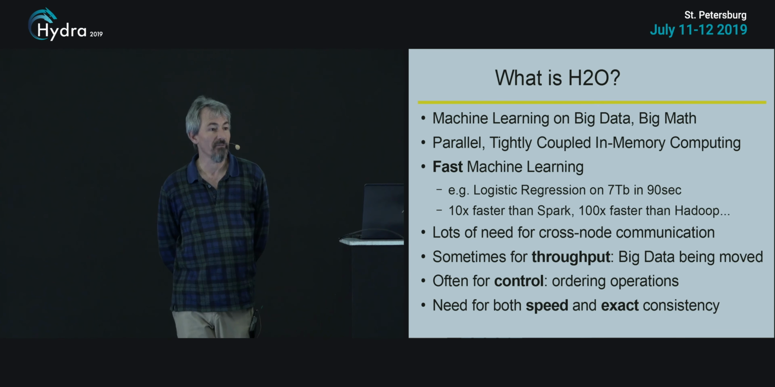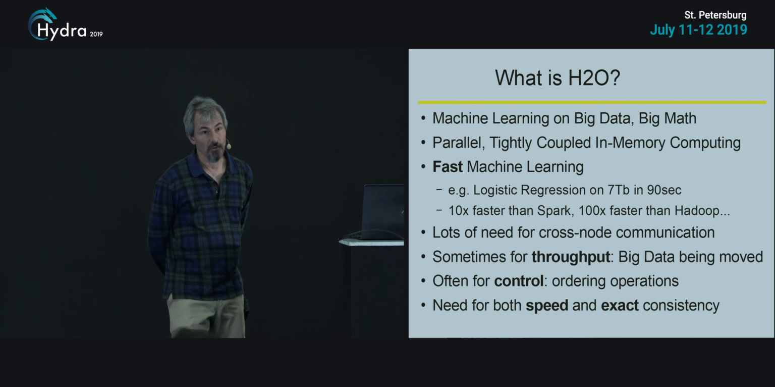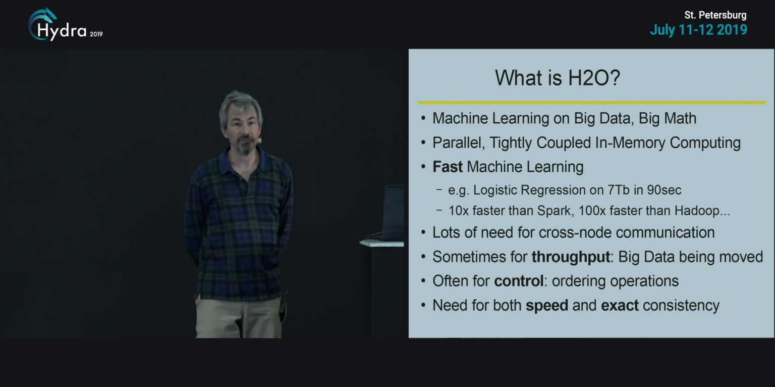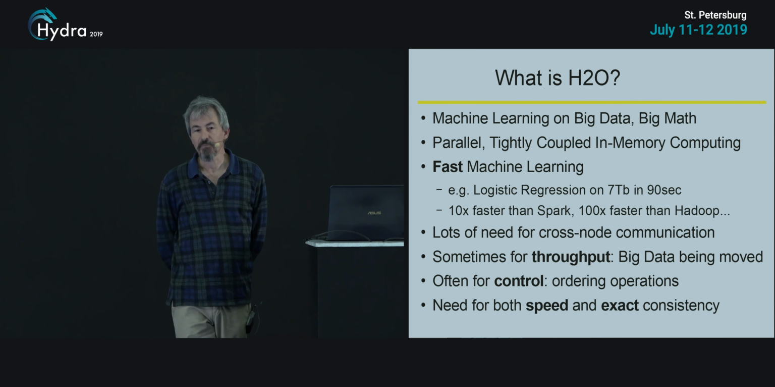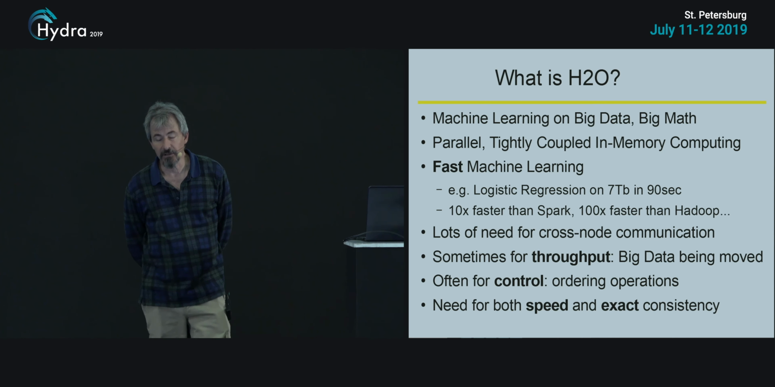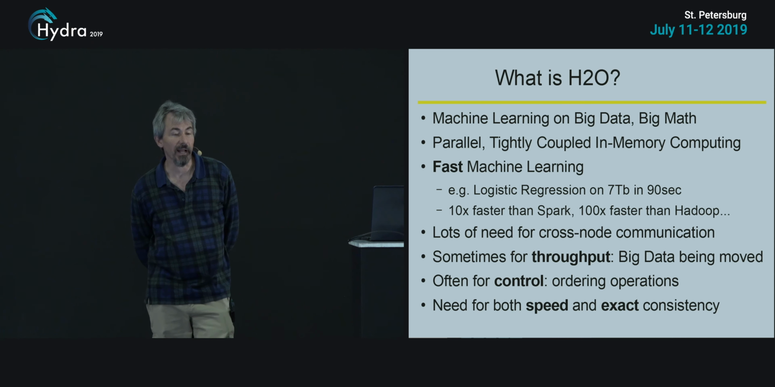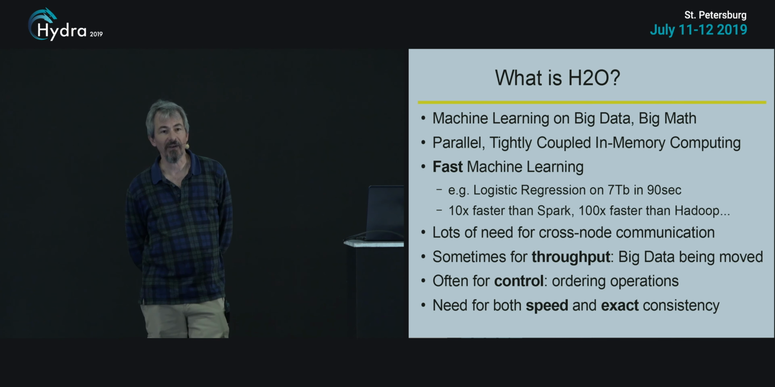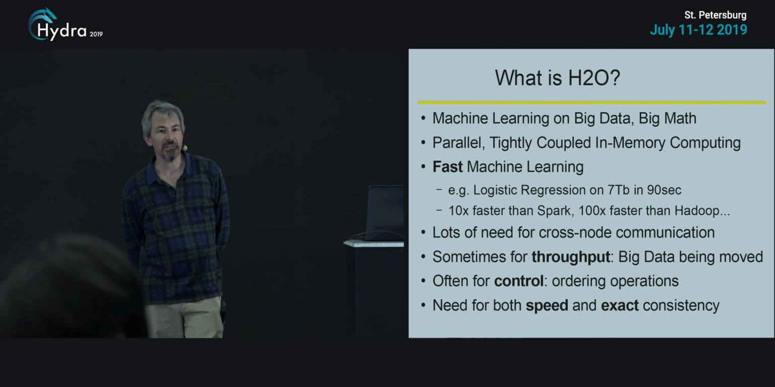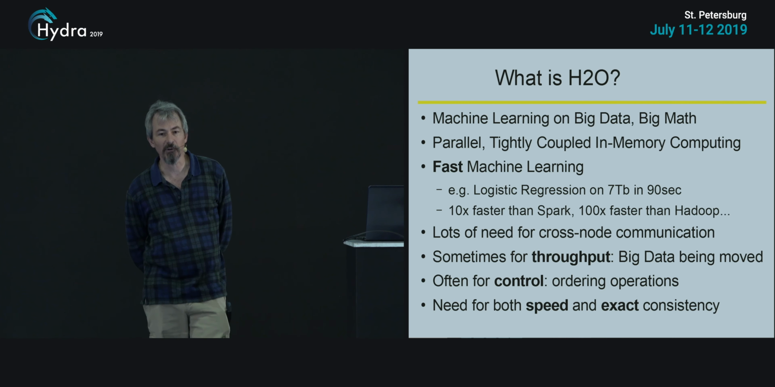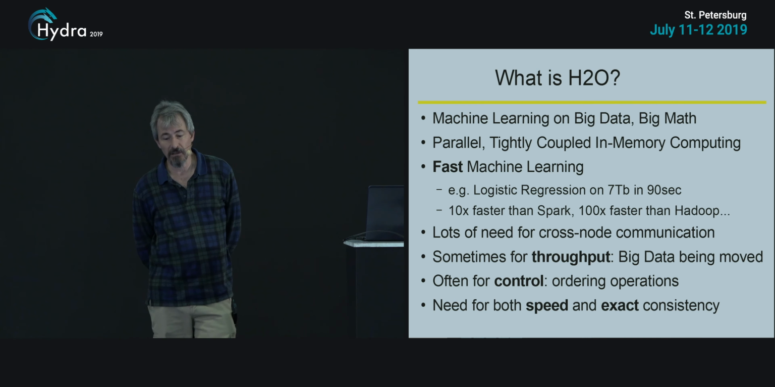So H2O is a platform for doing machine learning on big data, big math. It's a parallel, tightly coupled in-memory computing. So it's parallel distributed nodes, multiple JVMs running on multiple servers, but tightly coupled. It's very fast. So I give an example here, 7 terabyte data set doing a logistic regression in 90 seconds. That's about 10 to 100 times faster than the nearest competition. So in some senses, it's sort of easily the world's fastest machine learning platform a decade after we came out with it. You do end up with a lot of cross-node communication.